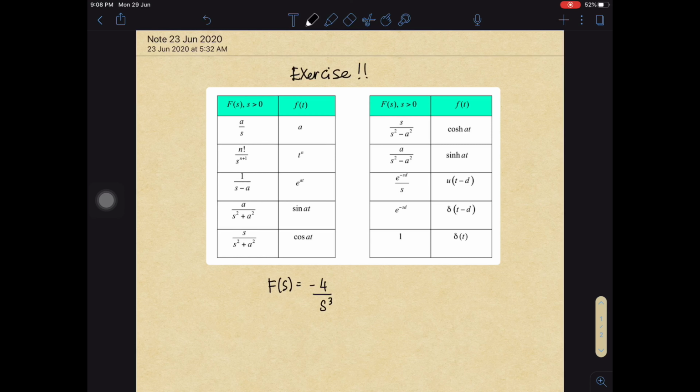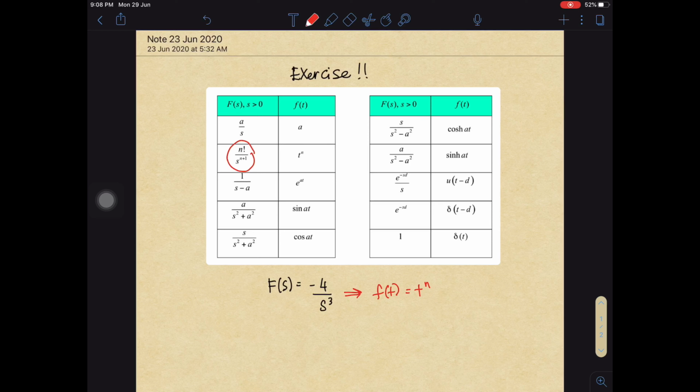Let's say you have F(s) equal to -4 over s to the power of 3. How to find the function f(t) for this Laplace transformation F(s)? We just need to look at the denominator part, where you have a single s, but to the power of more than 1. This directly gives you the idea that it might have f(t) in terms of t to the power of n. From the table, f(t) = t to the power of n gives n factorial over s^(n+1).